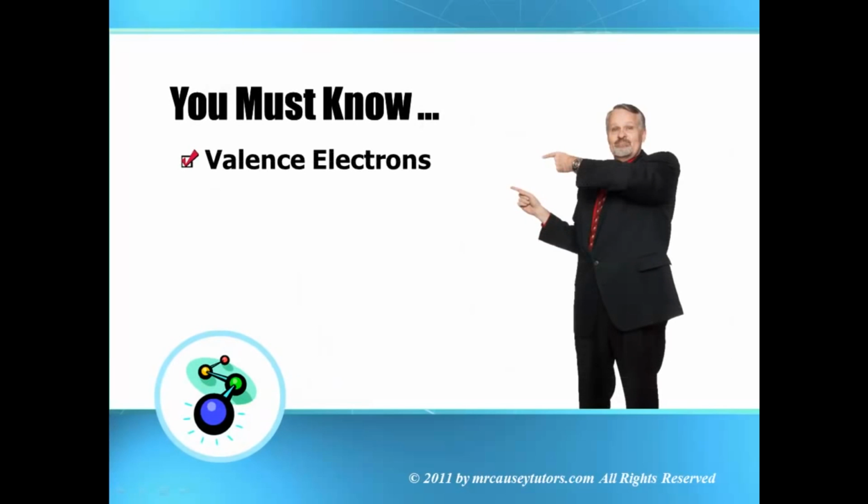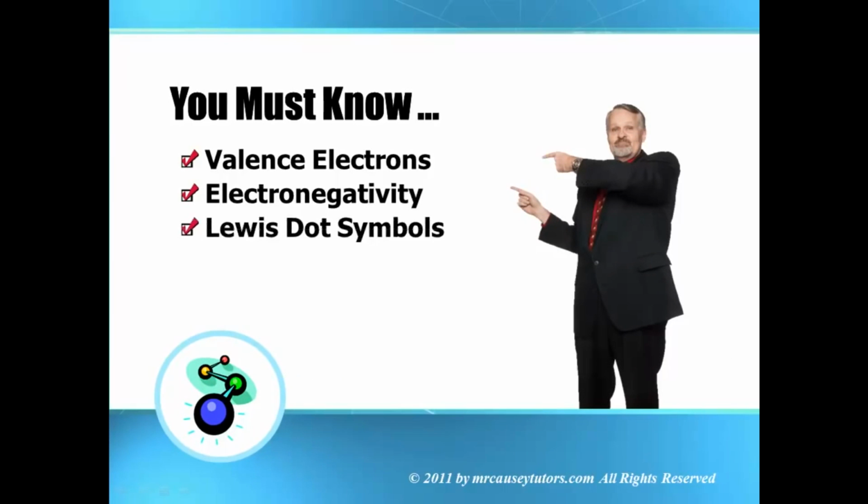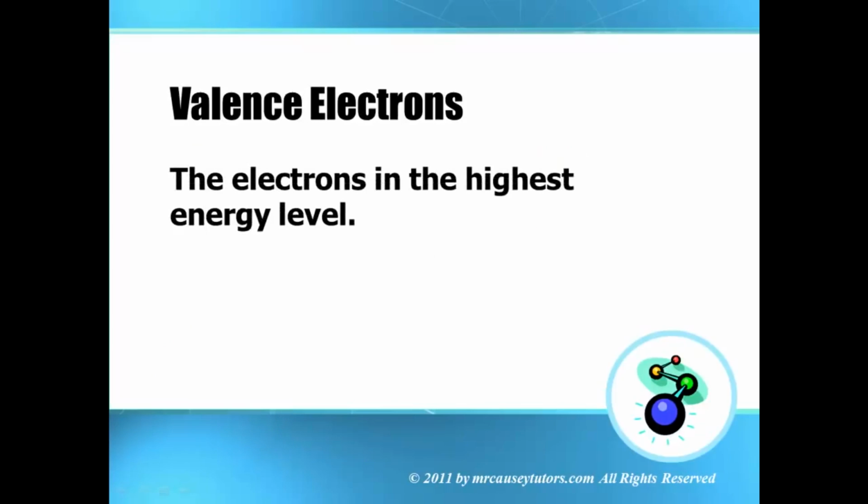And you must know valence electrons, electronegativity, Lewis dot symbols, and chemical bonding. If you don't know these, then go back and look at some of the previous lessons and get to know, especially Lewis dot symbols and electronegativity. Oh, here we go. Here's some review.